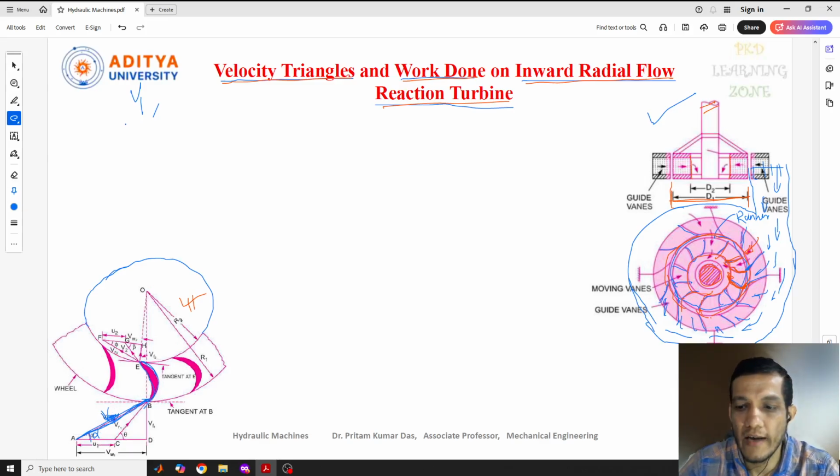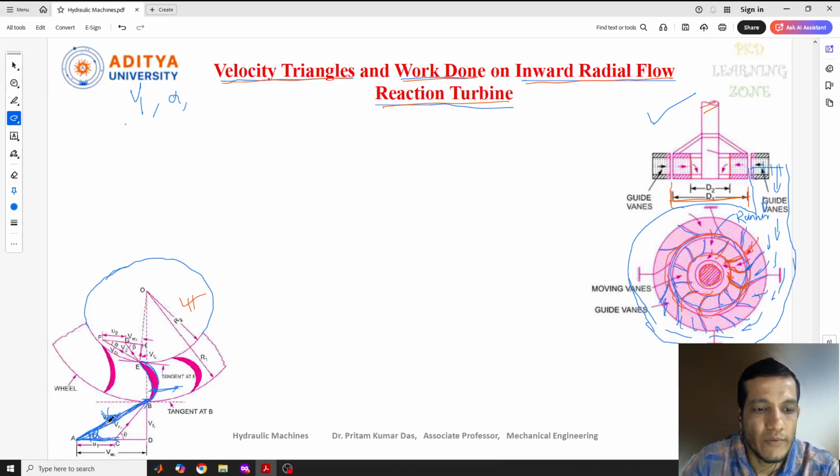This alpha is the angle this velocity makes with respect to the direction of the blade, because after striking here, the blade starts moving in this direction. If I consider this is the direction of the blade, this makes an angle of alpha here. So the first one, v1, is, as I already told you, the velocity of the jet, or the absolute velocity of the jet. Alpha is the angle between this velocity of the jet and the direction of motion. That is nothing but the guide blade angle.